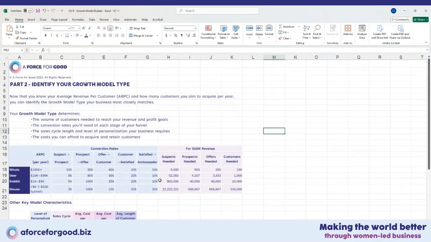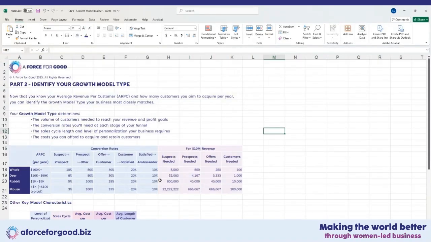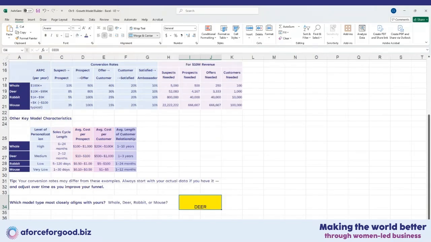Now you're going to go over and say, what is my model type? We've already looked at this in the presentations. I recommend you write down whatever type you are. You can always come back to this page to help you see, well, what's the average conversion rate at each stage? And if I wanted 10 million in revenue, how many suspects would I need? How many prospects? How many customers? If I'm a deer, I probably need around 1,000 customers. Think about what your company needs.